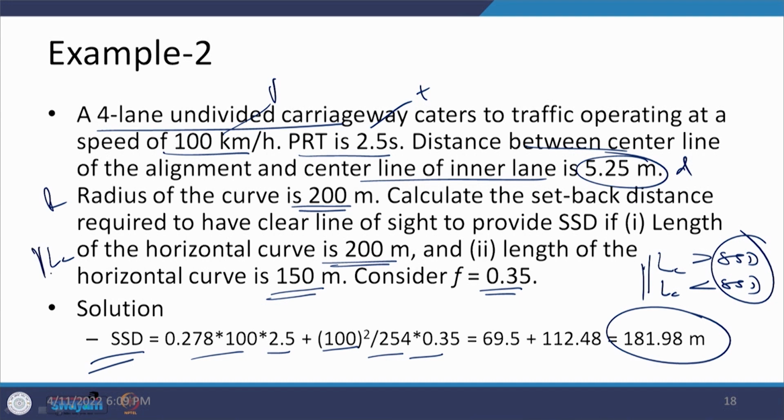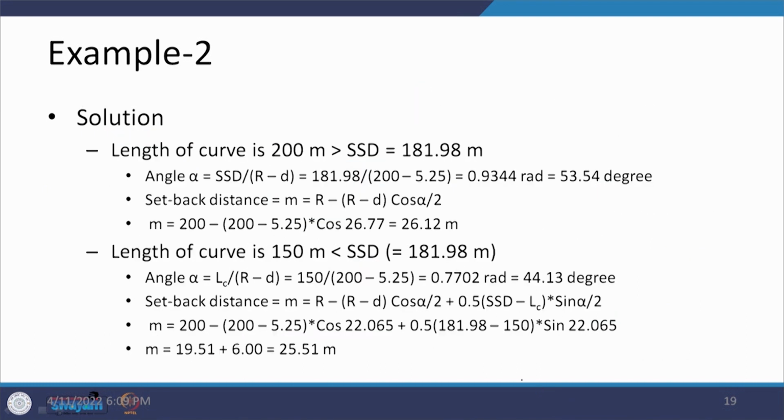If we compare it with the LC, what we are getting is that these two cases are that in one case the LC is greater than SSD, in another case the LC is less than SSD, and these are the cases which we have discussed in the previous slides. So, when we talk about that your LC is greater than SSD, then the alpha is being calculated as SSD divided by R minus D, and what we get is 53.54 degrees.